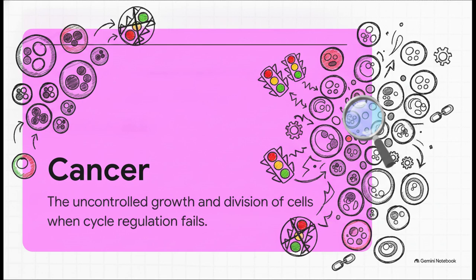But you might be wondering, what happens when that highly tuned regulatory system breaks down? Well, that brings us to a very precise scientific definition. Cancer is defined as the uncontrolled growth and division of cells. It happens specifically when those traffic lights we just talked about, the checkpoints and the cyclins, fail to regulate the cell cycle properly. So instead of stopping when the area gets too crowded or when a copying mistake happens, these cells just ignore the red lights. They continue to divide rapidly, endlessly, and completely out of control.